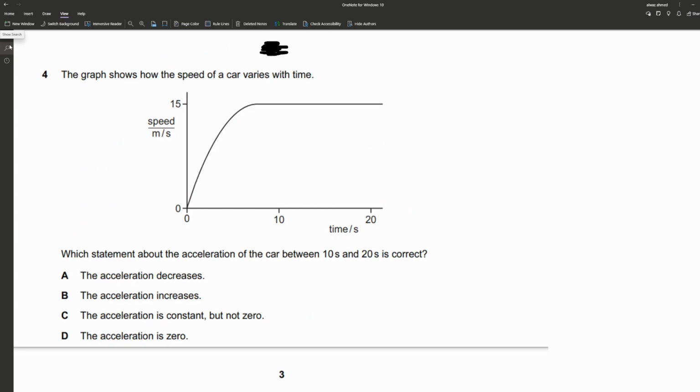Okay, moving on, for question 4, they say that the graph shows how the speed of the car varies with time.